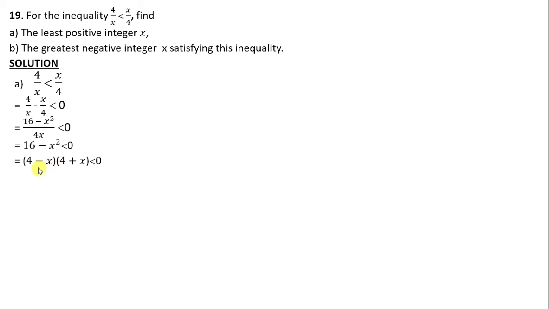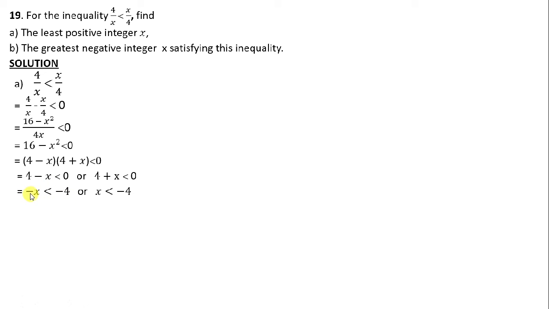So from here, we are going to get the first value of x, and we'll also get the value of x from the other factor. We'll continue. We'll pick 4 minus x less than 0, or we'll pick 4 plus x less than 0. From here, what are we supposed to do? We are going to transpose the 4. If you transpose the 4, it will become a negative.